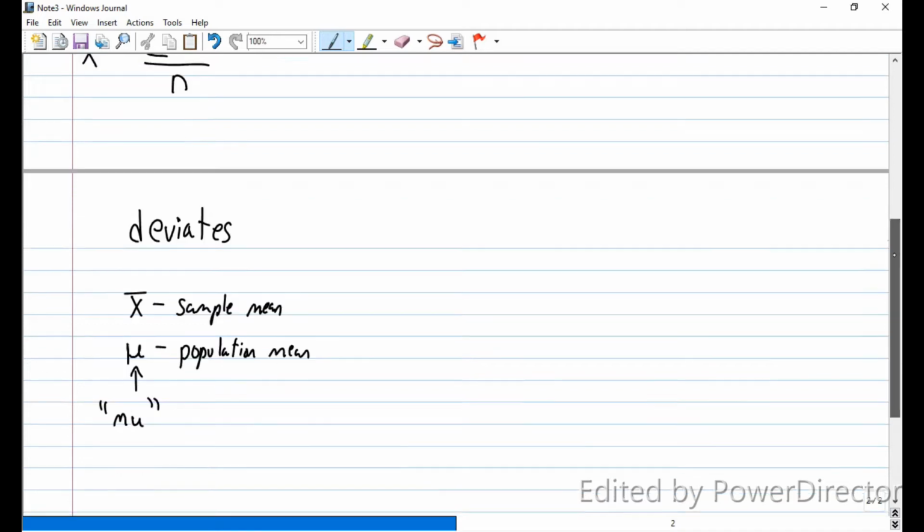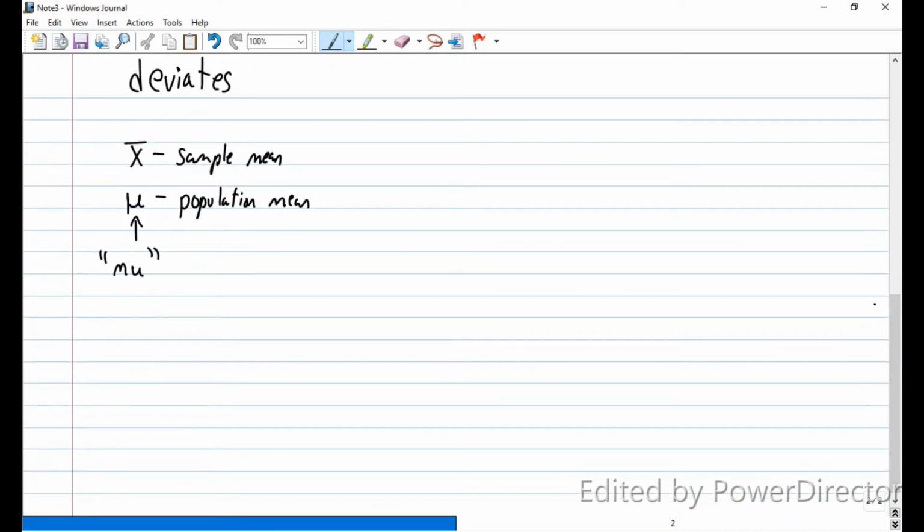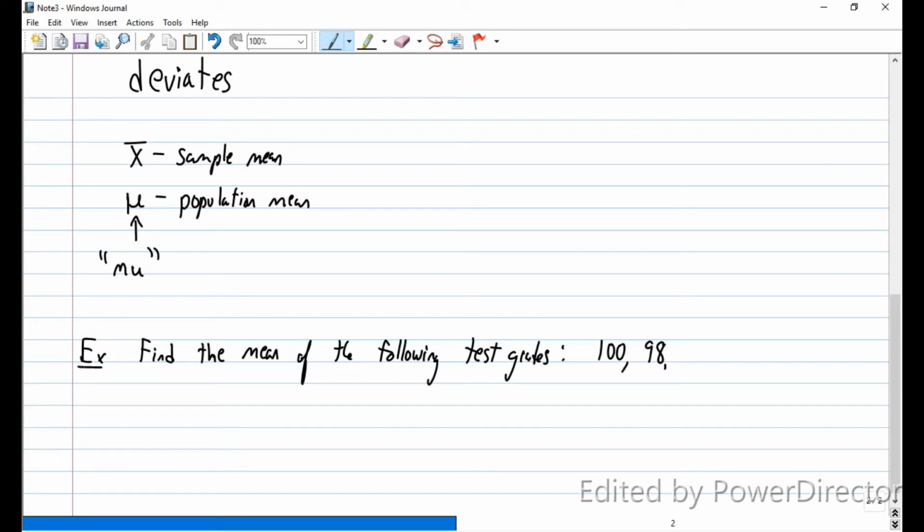So let's say that I wanted to find the mean of the following test grades. So I had a 100, a 98, a 92, and a 50. And I wanted to find the mean of these test grades.